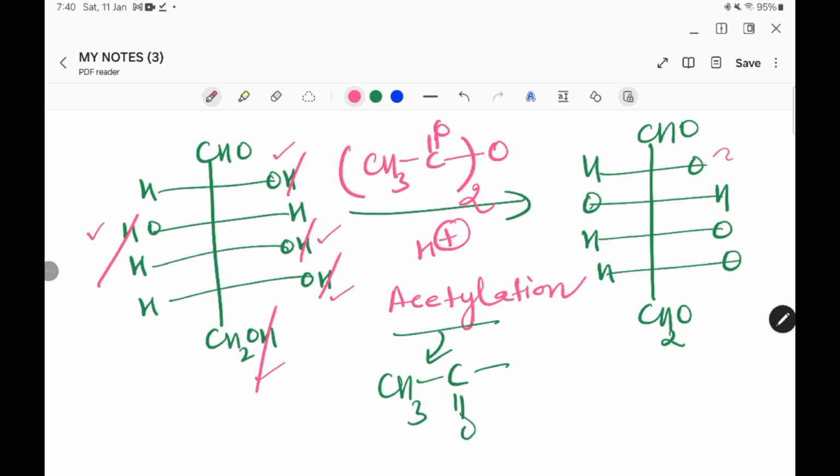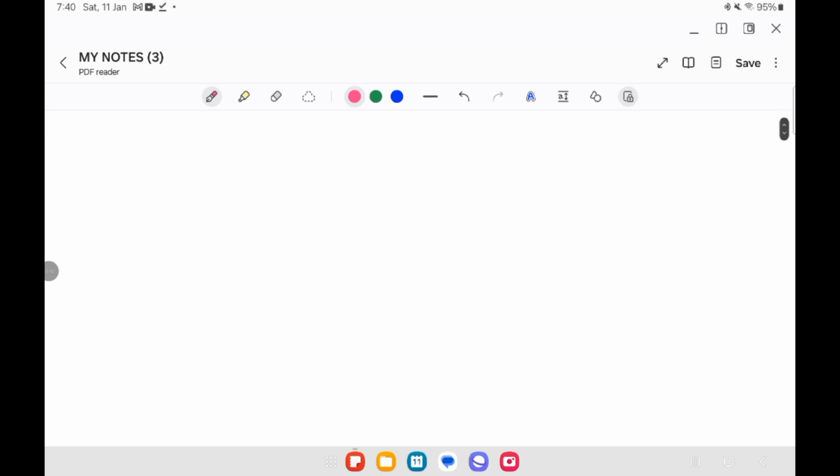Now the acetyl portion you will write as COCH3. Over here also you will write COCH3, COCH3, COCH3. You can write it in shortcut also, COCH3. So this compound is called glucose pentaacetate. In the exam, you may write it in a shortcut also.